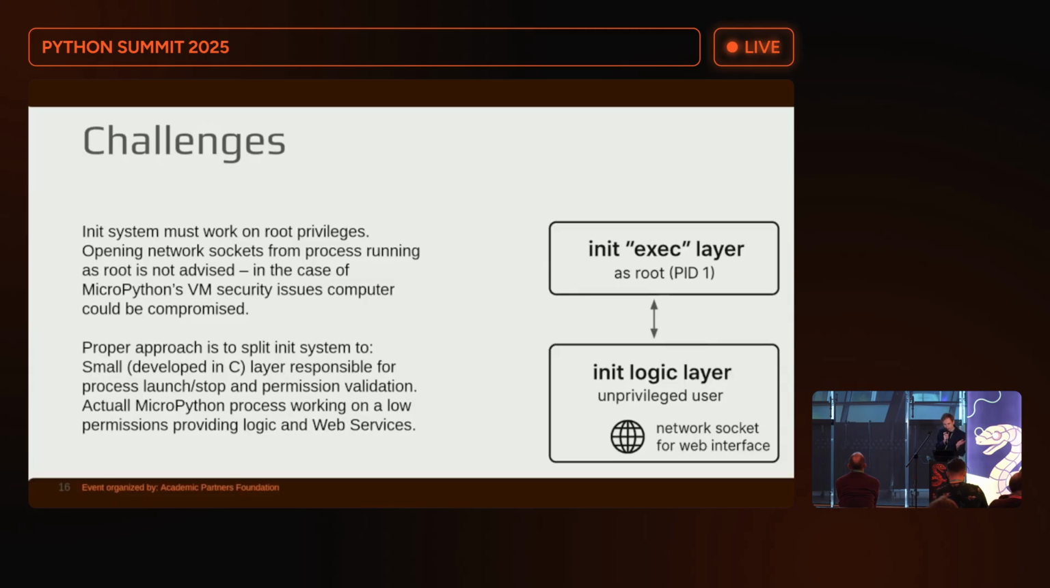And yeah, but of course, if you do engineering, problems are things that always come. The init system must work with root privileges. It works as PID 1, so PID 1 must be the root process. And of course, it is not good to open network sockets as root. So in this case, this init system would need to be split into 2 parts. One would be the part that is responsible for executing the services, and then there will be another part that is running on low privileges that has the implemented logic and the web server. So this is the plan when it comes to the development of this init system.